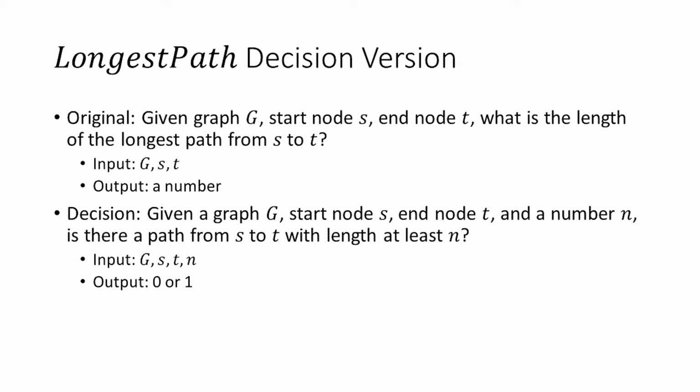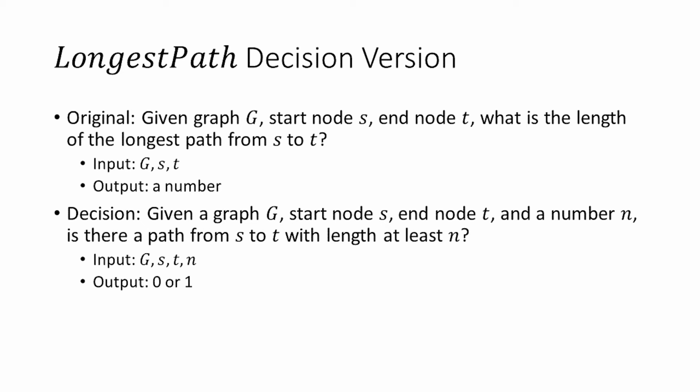In the original version of longest path, we were given a graph, a start node, and an end node, and we wanted to know what is the length of the longest path from the start to the end. So our input was three things: the graph, the start node, and the end node. And then our output was going to be a single number. To do a decision version, we're just going to come up with some way to modify it so that we're still answering the same question in spirit, but we're rephrasing it to be a yes-no question instead.